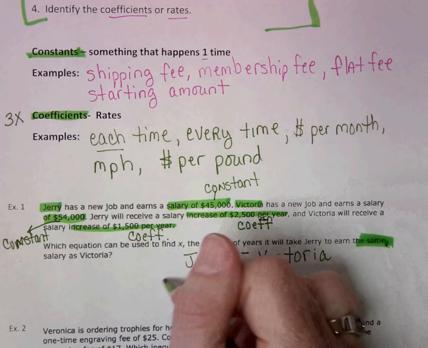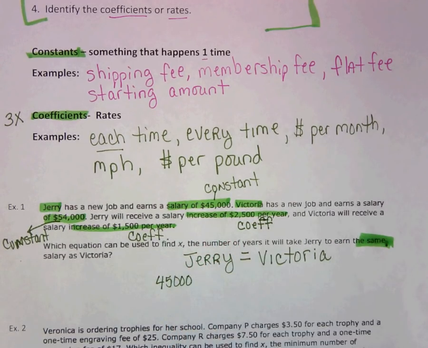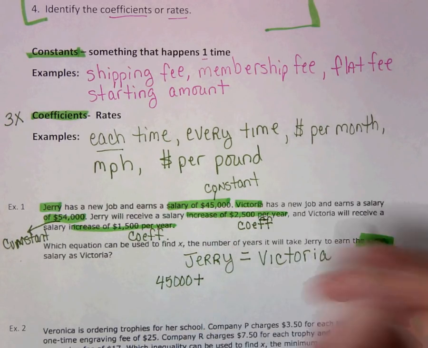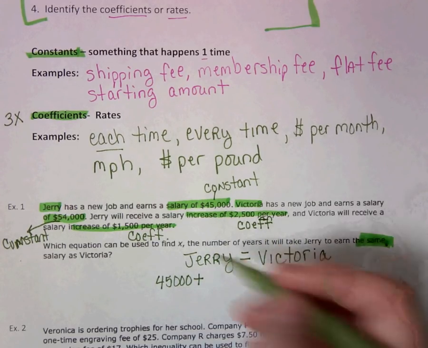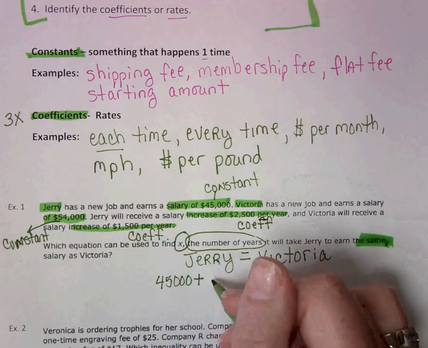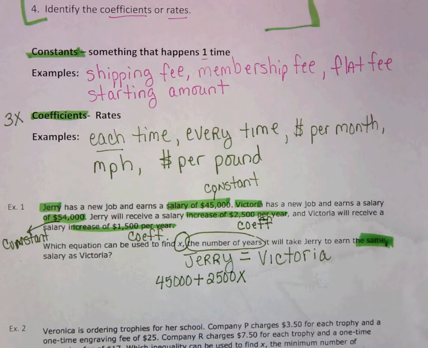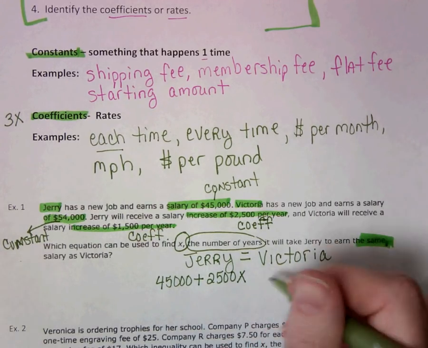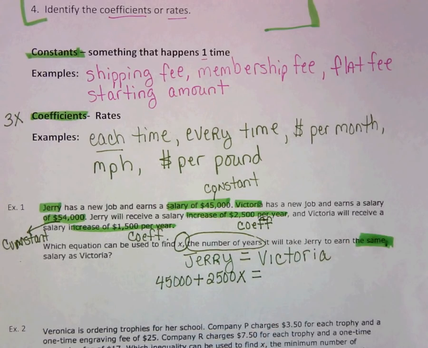Jerry started with $45,000 and he's increasing, so increasing would mean adding $2,500 per year, and it already told us that X is the number of years. So what I would do is 2,500 times X, because every year, X years, Jerry earns $2,500. So that's Jerry, and we want to put him equal to Victoria.